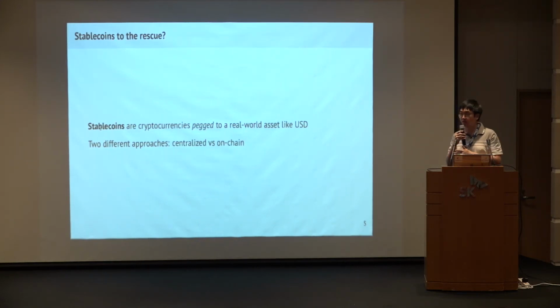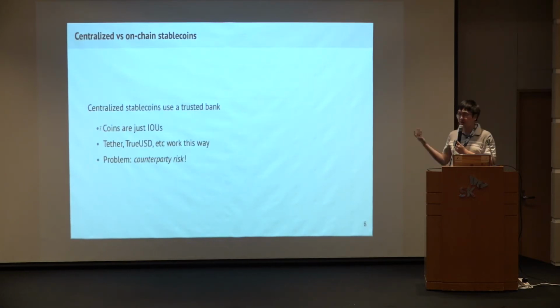So generally, a large body of research has been done on this, mostly in stablecoins, which are cryptocurrencies that are pegged to an external asset like the US dollar. There are two different approaches: centralized and on-chain stablecoins. Centralized ones are like Tether or TrueUSD. They're very easy to understand. The coins are just IOUs on some bank. This obviously has counterparty risk. What if that bank fails? Maybe it's a fraud. Maybe it gets shut down by regulators. And so this is just centralized. We don't want centralized cryptocurrencies. So this is bad.